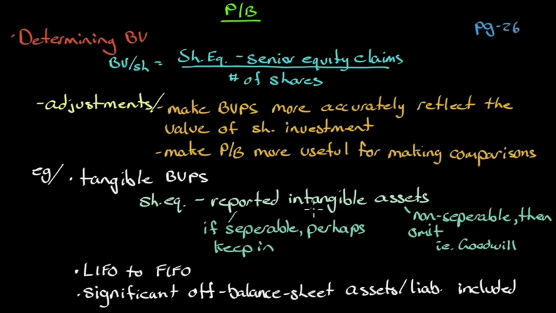Minus the reported intangible assets. Now, you can take them all out, or you can just look at them and say, well, hang on a second now. If some of them are separable from the company, perhaps I'll keep them in. If they're non-separable from the company, then I'll omit them. And a classical one that's non-separable from the company is goodwill.